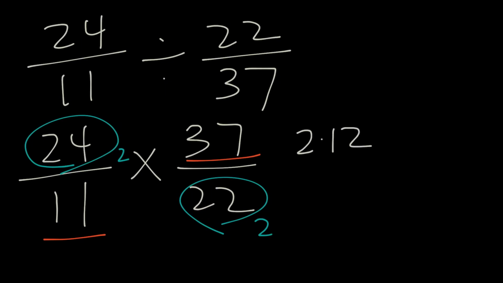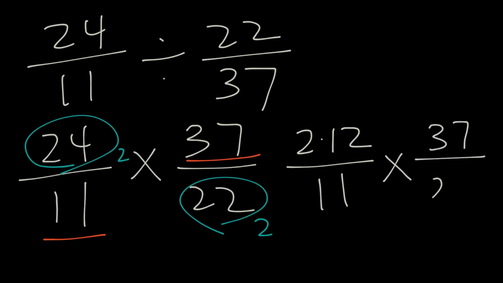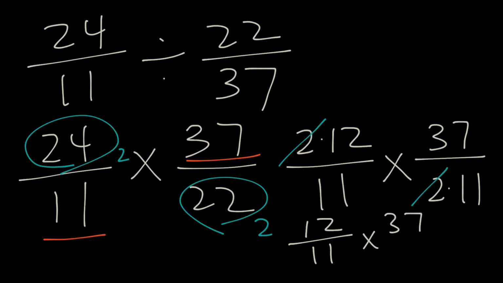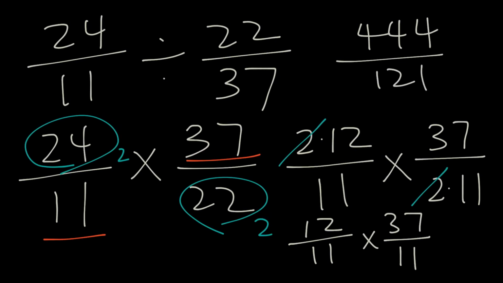So we'll rewrite like this. 2 times 12 over 11 times 37, 2 times 11. So we can cross out the 2. Then we'll end up with 12 over 11 times 37 over 11. And our final answer would be 444 over 121.